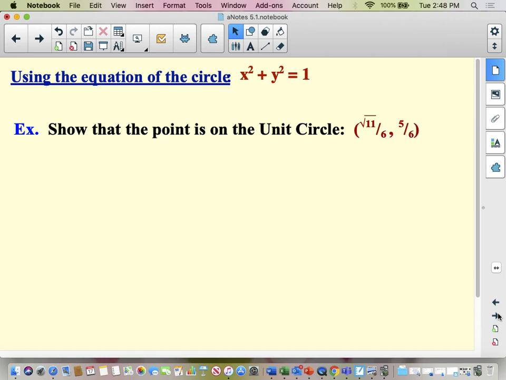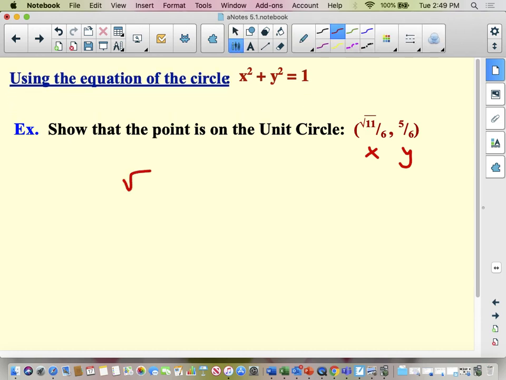I did not reference the equation probably to the unit circle, but you should be familiar with the equation of a circle in general. So x squared plus y squared equals 1, specifically for the unit circle, because if you recall, that 1 will give you a radius of 1. So if you're asked to show that a point is on the unit circle, you just need to prove mathematically that x squared plus y squared equals 1.